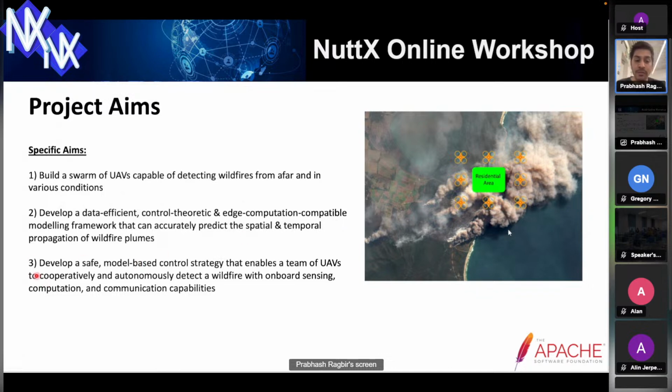The third goal has to do with the autonomy. So we plan to use a model-based control strategy that will utilize the model from the second aim, that will enable the UAVs to autonomously detect the wildfire by tracing chemicals. And we also later on plan to include cameras as well to help with detection.